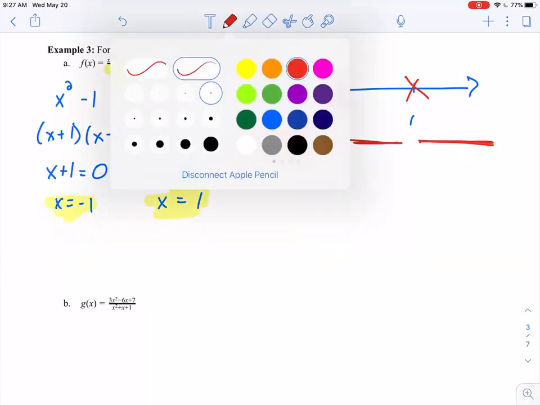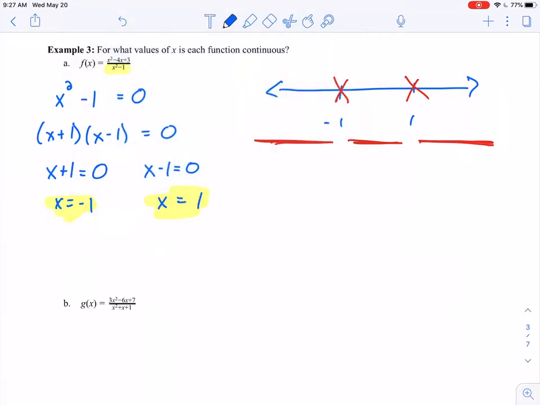Actually, we'll do those in blue. So for our first interval right here, we need a left bound, comma, a right bound. So here, this just extends infinitely to the left forever, so we would say our left bound is negative infinity, and our right bound is negative 1.